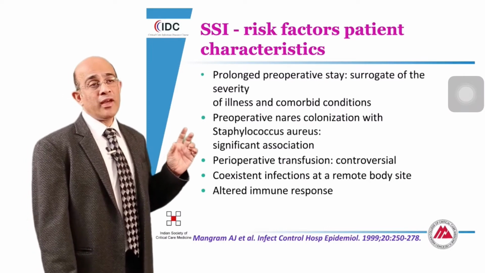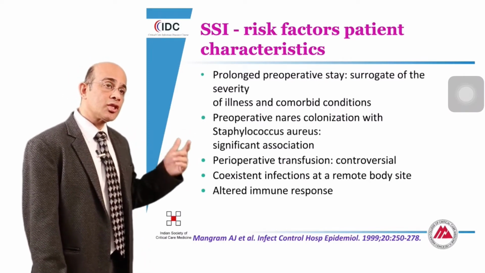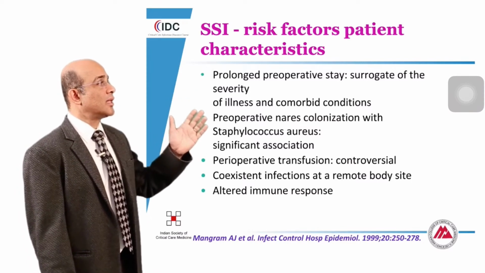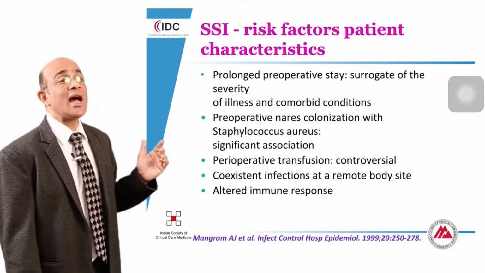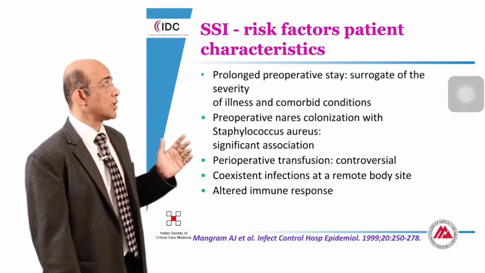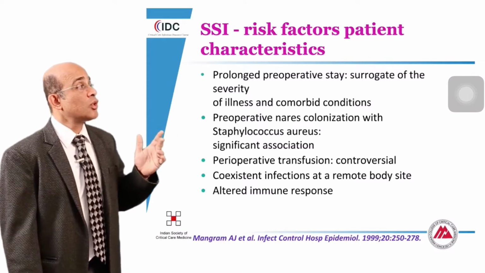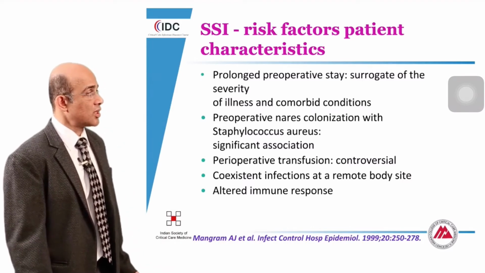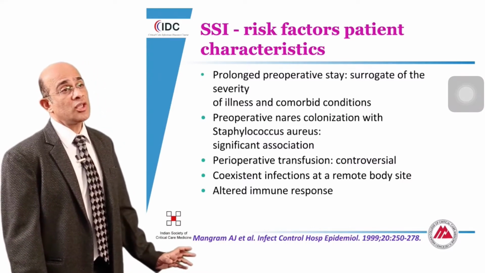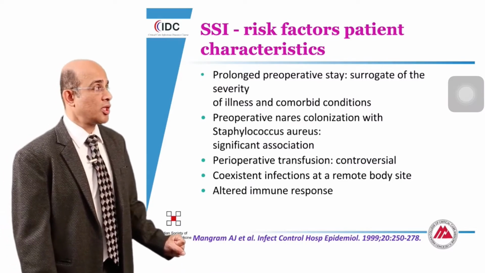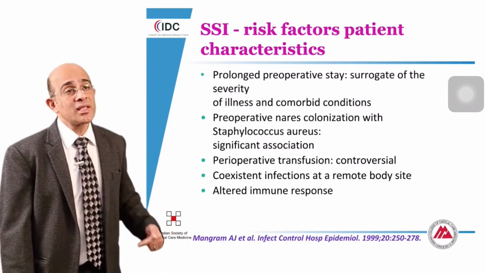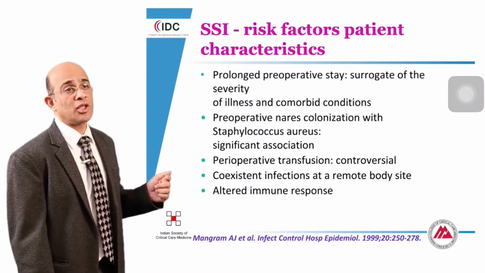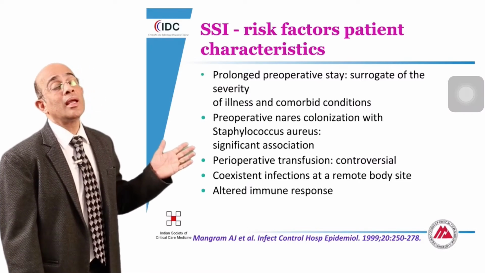One factor has been very clearly shown to be associated with an increased risk of surgical site infections, which is the prolonged preoperative stay. So this is actually a surrogate of the severity of illness and the presence of other comorbid conditions. Preoperative nares colonization with Staph aureus also has a significant association with the development of surgical site infections. The use of blood transfusion during surgery or in the perioperative period is still controversial, but definitely the occurrence of coexisting infections at a remote site away from the surgical field is probably a definite risk factor for the development of infection, along with the immune status of the patient.